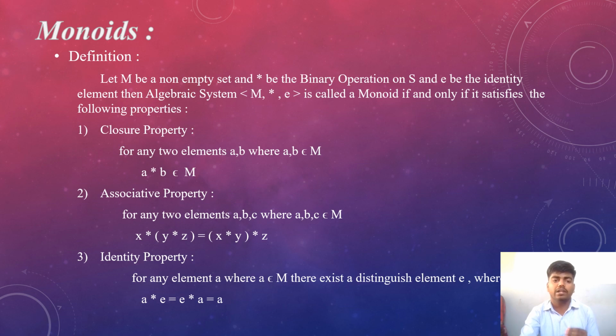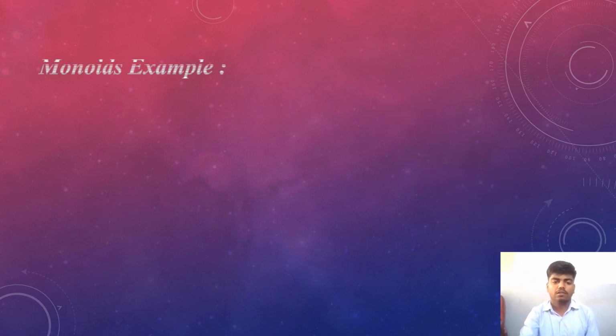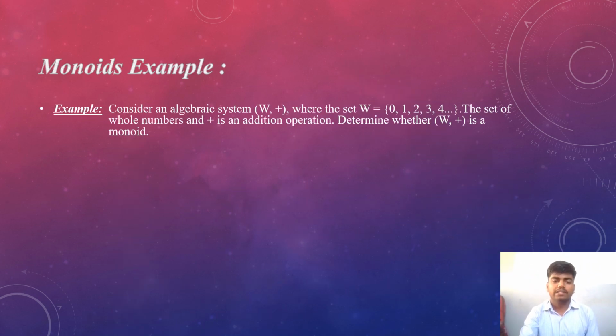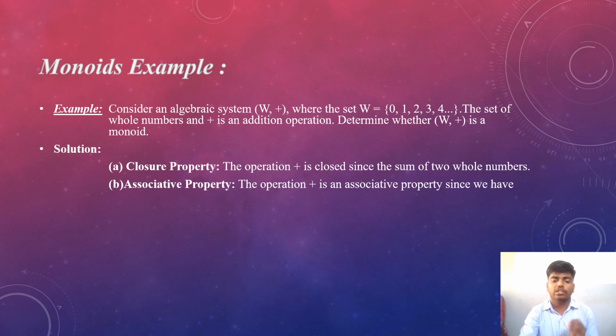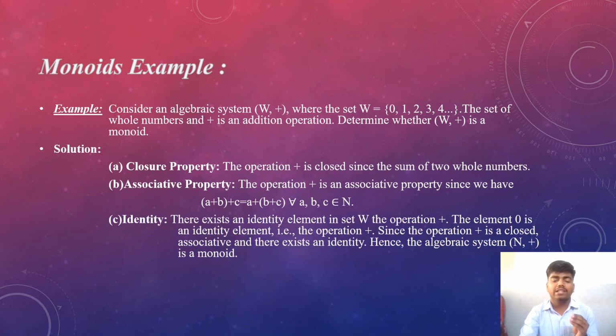Let's discuss the example related to monoids. The example is: consider an algebraic system W comma plus, where W is the set of whole numbers and plus is the addition operation. As we have discussed, it satisfies the closure property and associative property. Now majorly we have to see the third property, that is the identity property. Here for addition the identity element is 0, hence it satisfies the identity property also. Hence the given algebraic system W comma plus is a monoid.